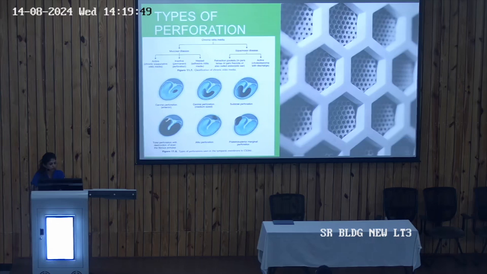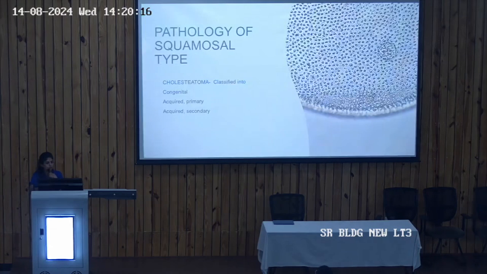Central, all are central basically, but it's anterior, and then medium-sized perforation, small. Small means involving only one quadrant, medium means two, large means three. Actually, there are four quadrants of the pars tensa. According to that, this classification is there. Then subtotal perforation, then total perforation with destruction of even the fibrous annulus. This can come under squamosal also. Then there is attic perforation and posterior superior marginal perforation.